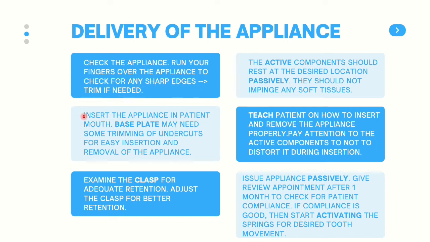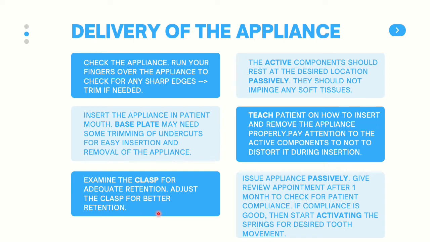Then, insert the appliance in the patient's mouth. The base plate may need some trimming of undercuts for easy insertion and removal of the appliances. If you don't trim the undercuts, the removable appliances won't fit well. And then examine the clamps for adequate retention. Adjust the clamps for better retention.